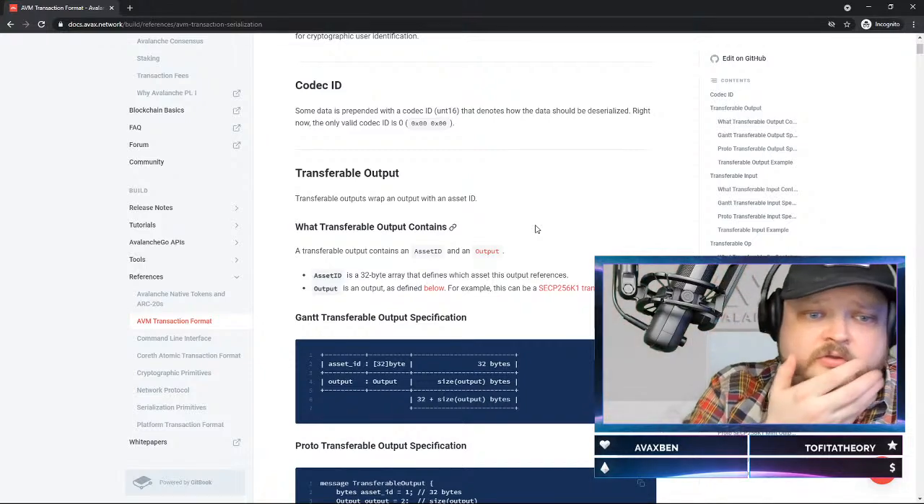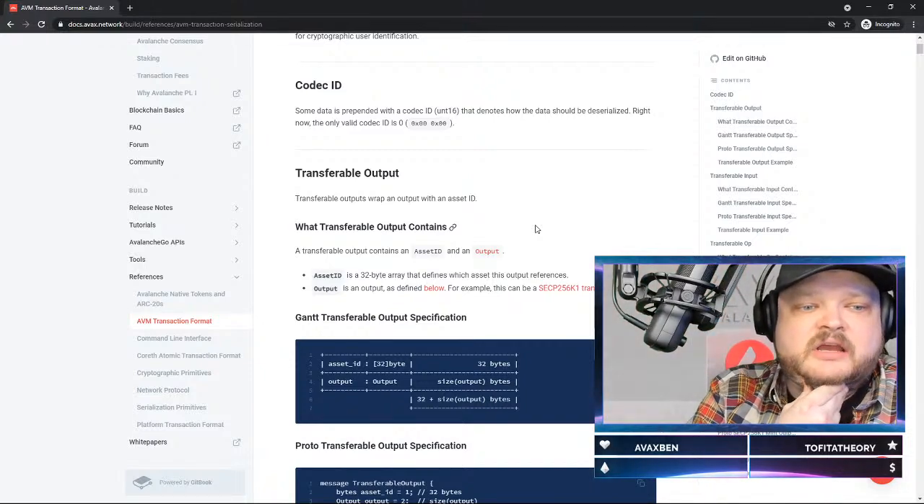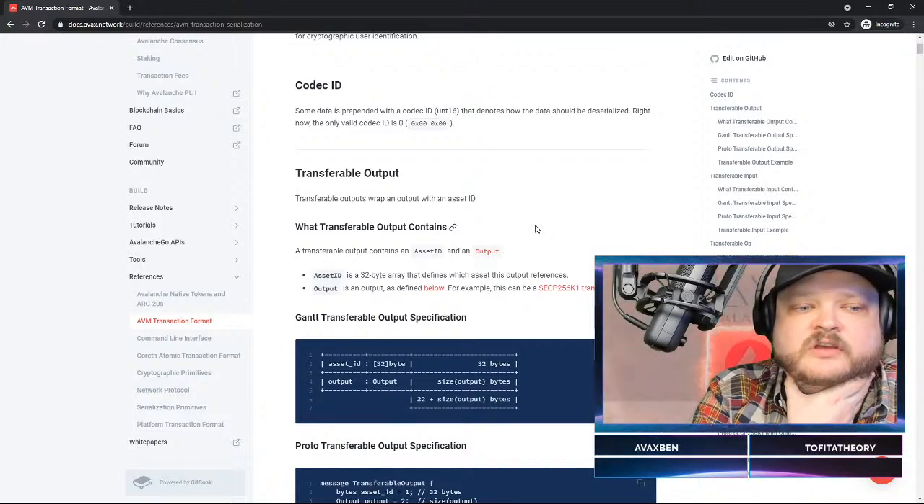Long term, do you think it's better to have a lot of data on the X chain or split up the functions of the subnets?